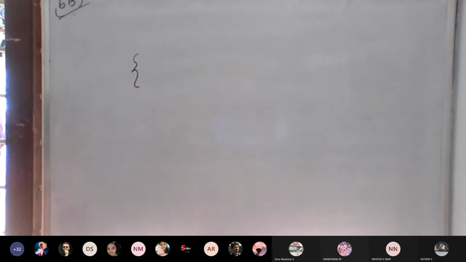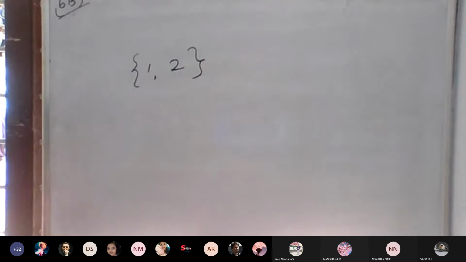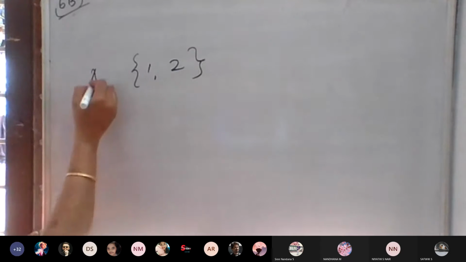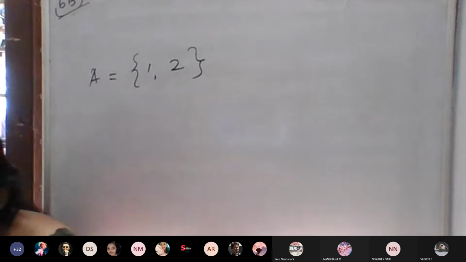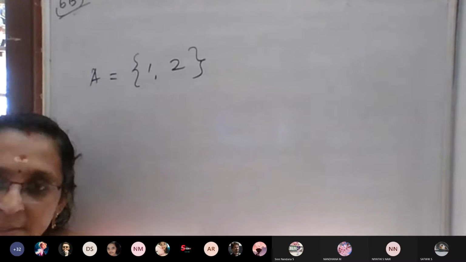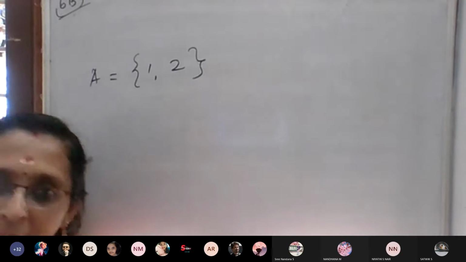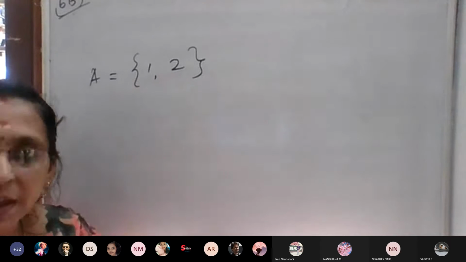Suppose our question is the set {5, 7} or {1, 2}. The first question in your text is {5, 7}, and the same way we can do it. Which are the subsets of this set A? So what is a subset? A set of all elements should be there. That means we have to find the subsets of A.